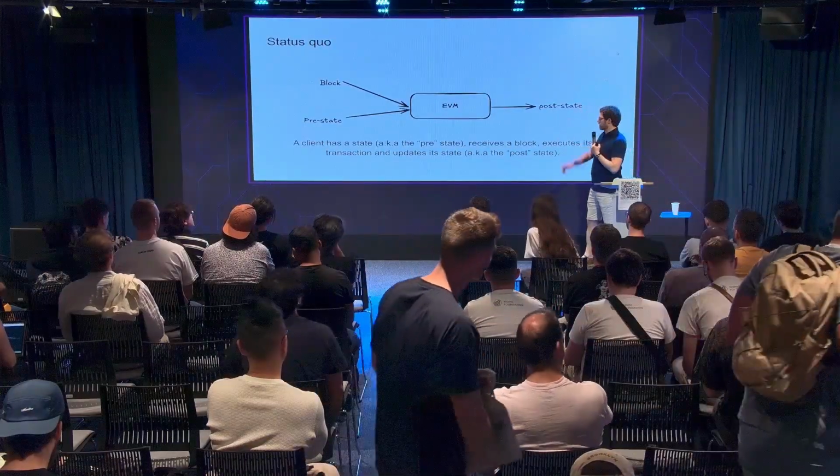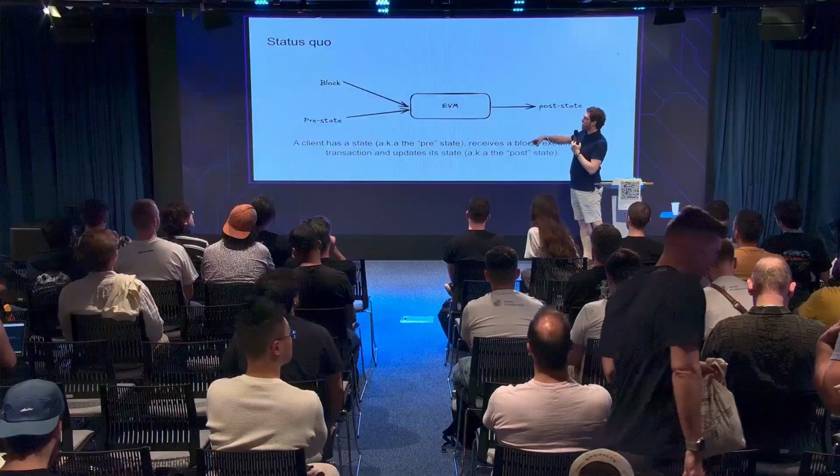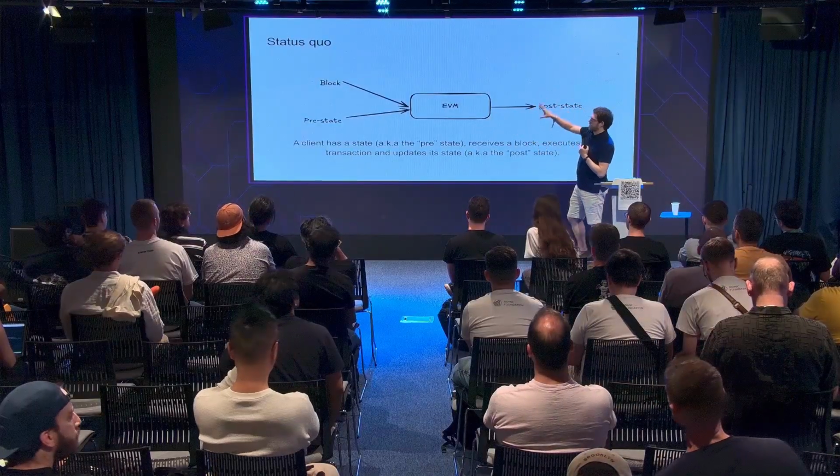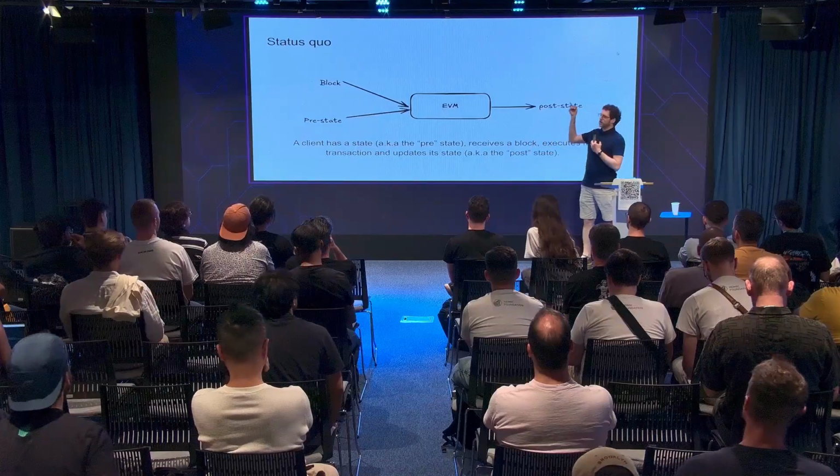Quick reminder, I assume everybody here knows how a client works at the core. Of course, there's a lot of heavy machinery around this, but we receive a block, we receive the state, we run the state transition function through the EVM, we get a post state.